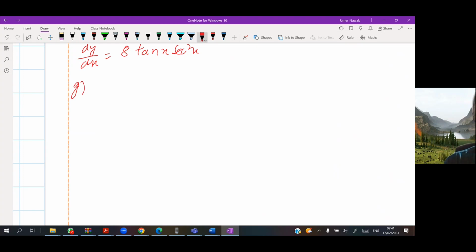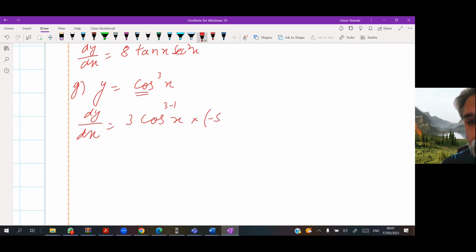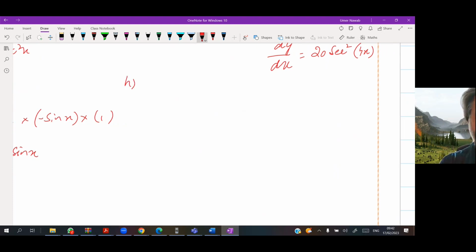G, y equals cosine cubed x. Don't forget, you have to apply the power rule. Power goes back, from the power you take off 1. Further derivative of cosine of x, which is minus sine of x. Then further derivative of x, which is 1. So dy by dx comes to be minus 3 cosine squared of x and sine of x. Now we go to the h part.